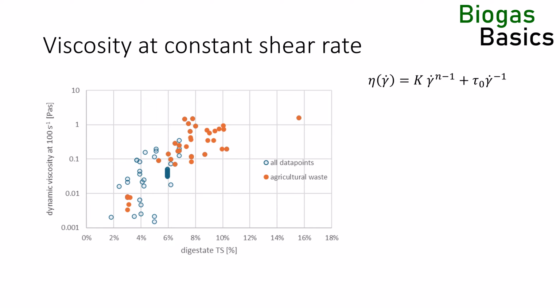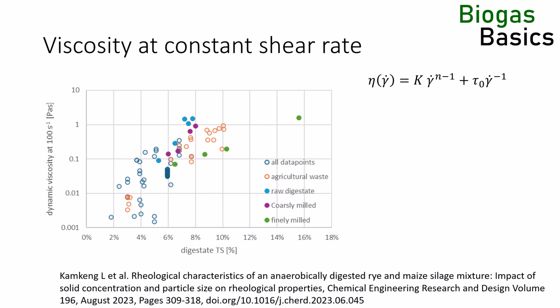I can isolate the data points for certain groups of digestates, for example for agricultural digestate, i.e. mixtures of energy crop silages, manure and slurry. This makes the correlation slightly better, especially if we distinguish the samples further by their pretreatment. One set of samples uses the same digestate at different TS and different particle sizes. The experiments distinguish between untreated, coarsely milled and finely milled digestate, and within these groups the correlation between the logarithm of the viscosity and TS is linear.